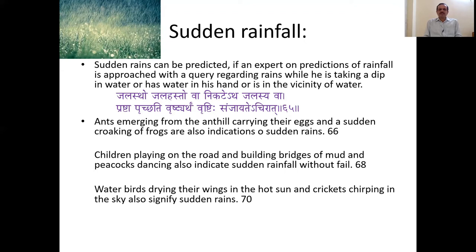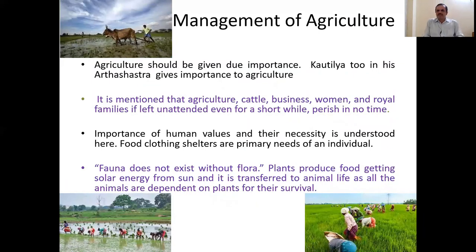Children playing on the road and building bridges of mud, and peacocks dancing also indicate sudden rainfall without fail. Then water birds drying their wings in the hot sun and crickets chirping in the sky also signify sudden rains. So how is the sudden rain taking place? Because in those days they observed nature carefully, and even Parashara Muni mentioned it.